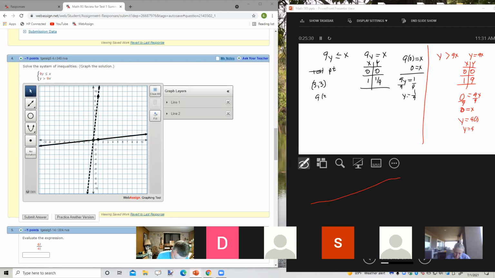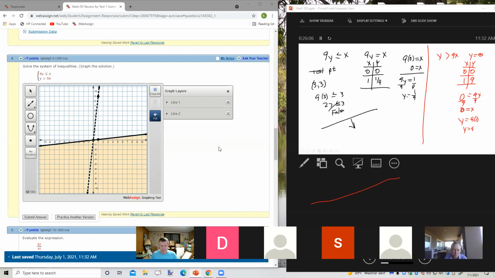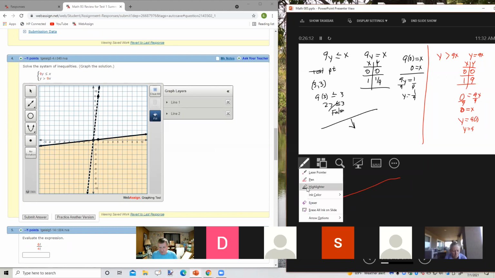Okay, let's see. What do we got here? 9 times 3 less than or equal to 3, 27 less than or equal to 3. That's false. So for the solid line, (3, 3) is not correct. So it's not above the solid line, therefore it's below the solid line. So the fill would be here and here. Okay, and I'm going to make a note of that: for the solid line, the fill is below. Okay, there. All right, let's go to the second line, the red line.